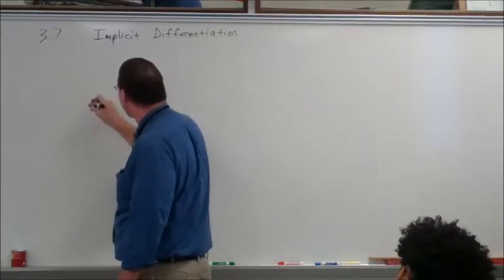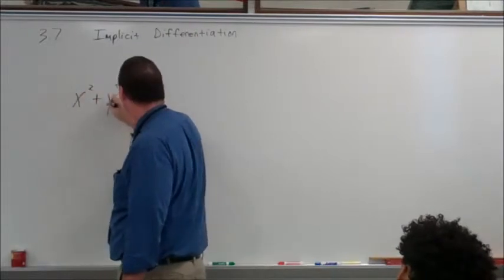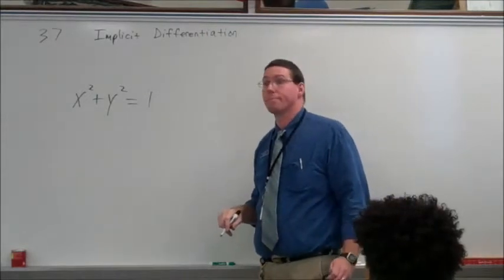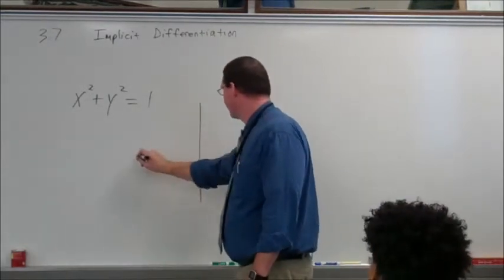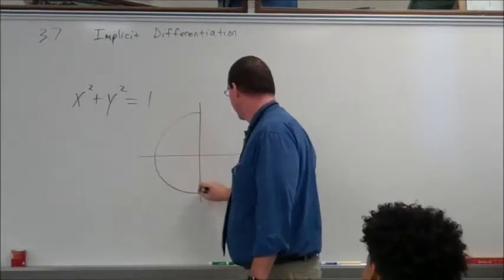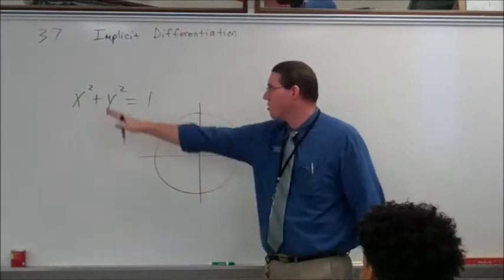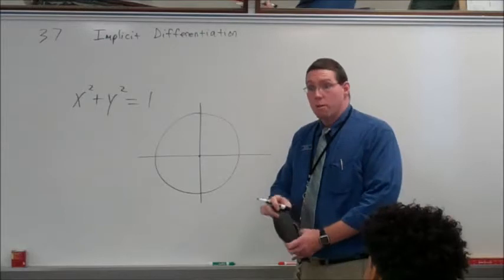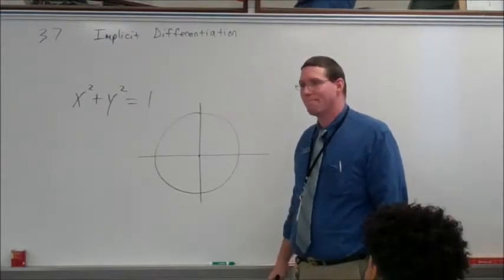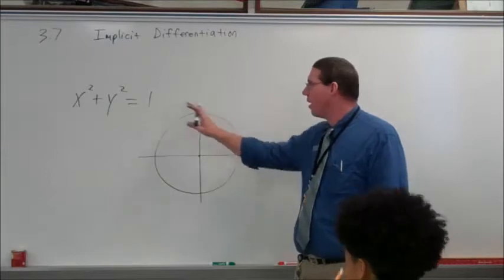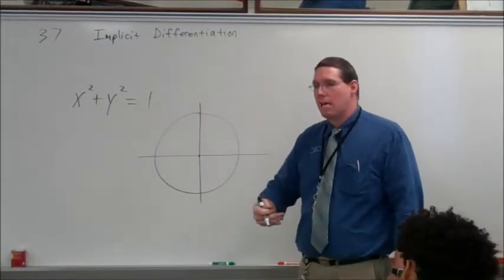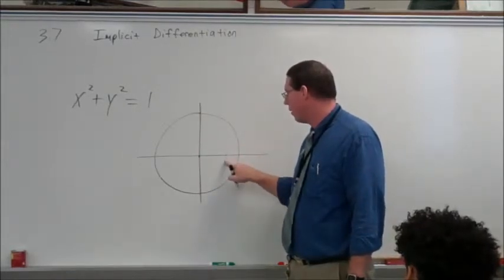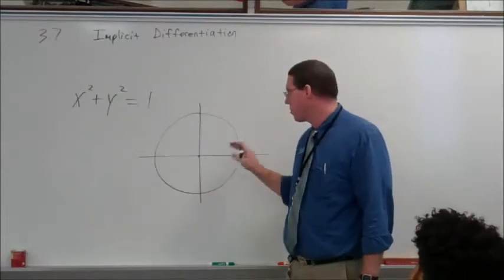Does anybody recognize this? x squared plus y squared equals 1. It's a circle. It's the equation of a circle whose center is at 0 with a radius of 1. It is the unit circle. Yes, okay? Now, here's the interesting thing. Watch this. If you give me an x value, aside from 1 or negative 1, like some x value right here, how many y values are there associated with that x value?